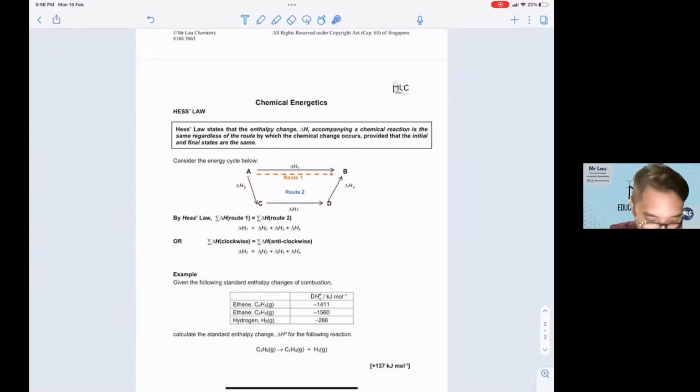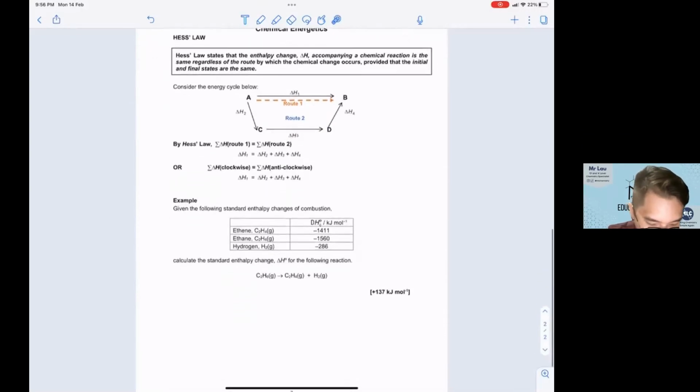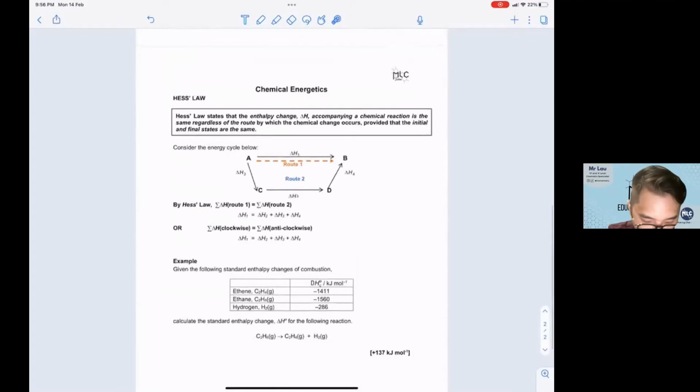Okay, so all you need to do is add up the arrows. If you are going in the same direction as the arrow, you add the enthalpy change. So over here, this is the same direction, so you plus delta H2, same direction, plus delta H3, same direction, plus delta H4. So therefore, you will arrive at delta H1 equals delta H2 plus delta H3 plus delta H4 to obtain your answer. Now, how do we make use of this to calculate and create energy cycles?